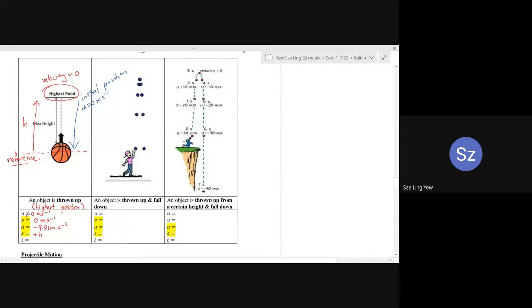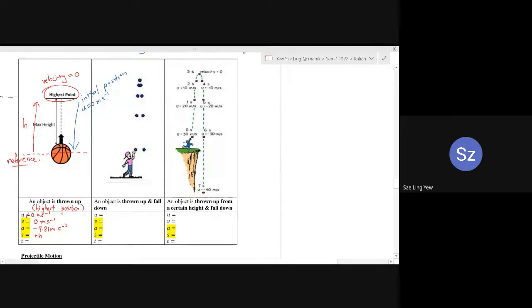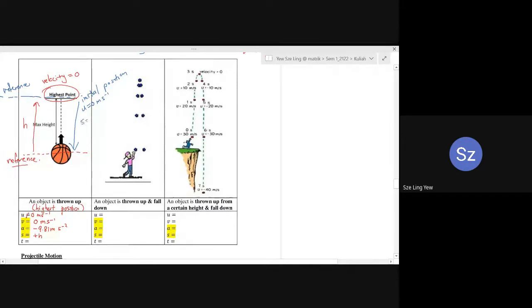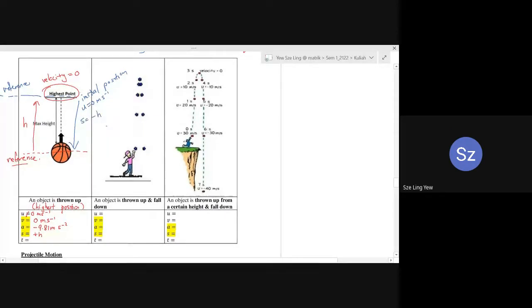And then what happens to the h? Now, if you take the highest point as your initial position, then our reference line is now here. So this will be our reference line. Even though you throw the ball from the red reference line, the moment it reaches the highest point and you take the highest point as your reference position, then our s will now become a negative h. And then a is always negative 9.81.